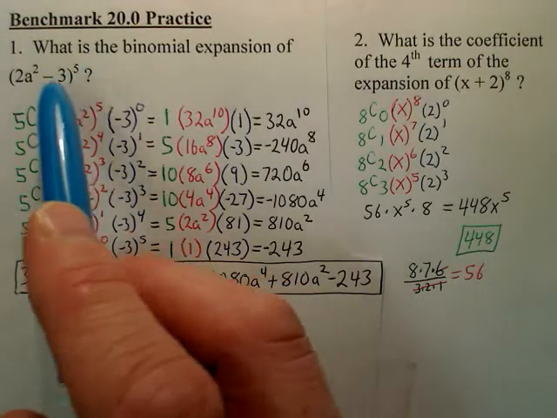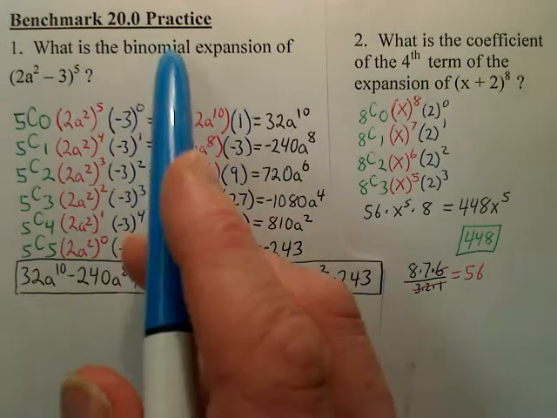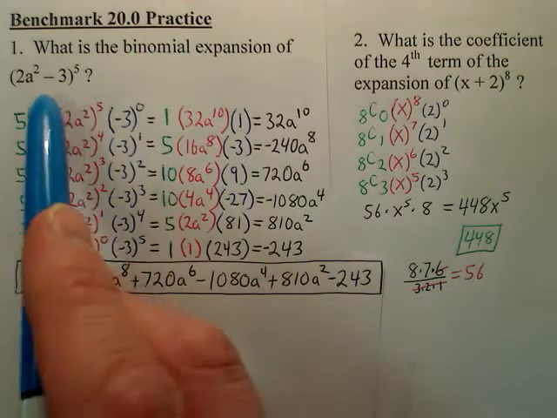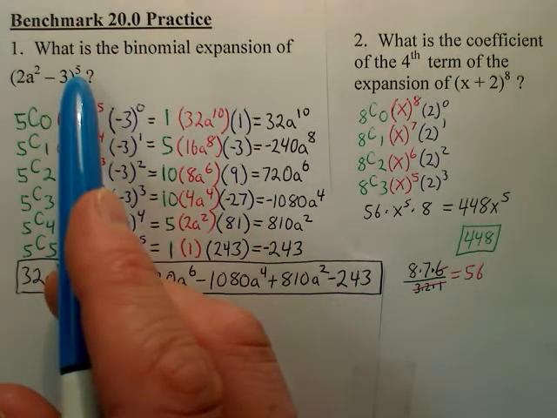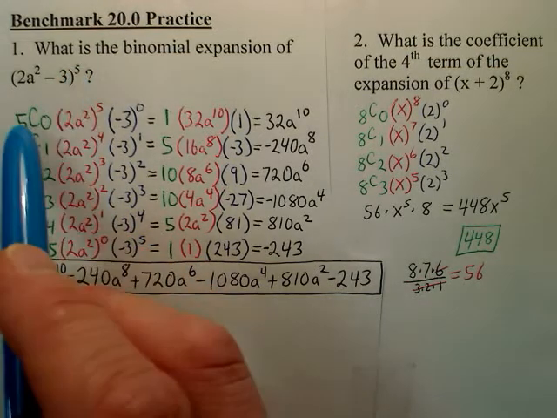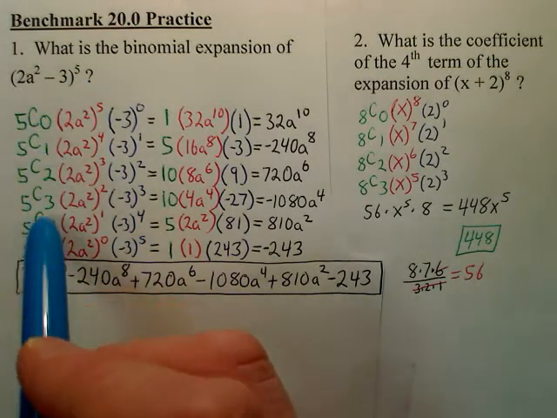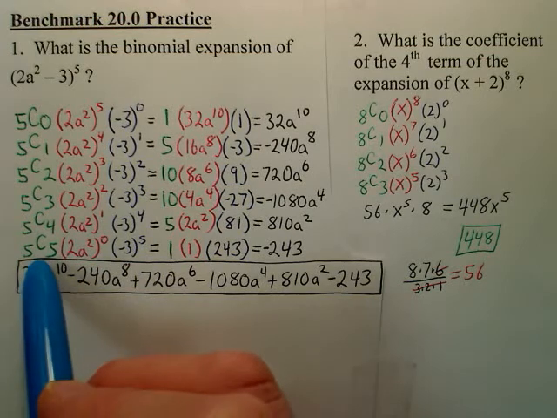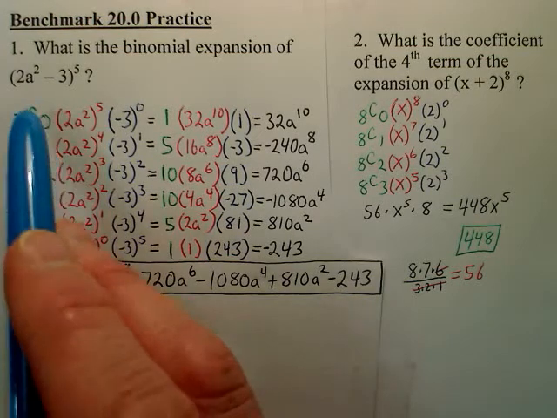For this particular problem, if I want to expand it using binomial theorem, this is a fifth power. So what you're going to do is start with 5C0, because it's a fifth power, and work your way down to 5C5. That means there are 6 rows.